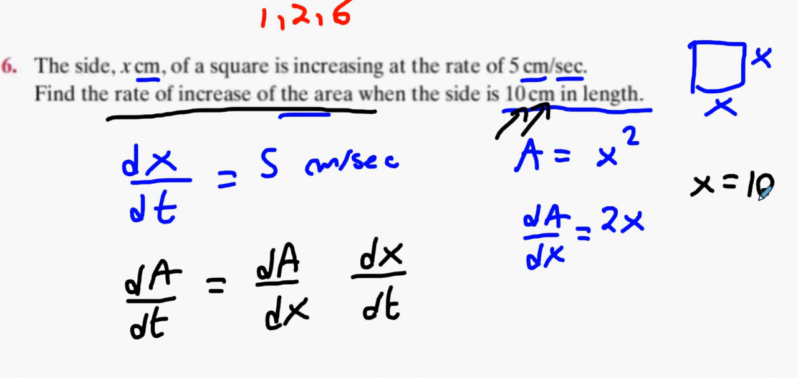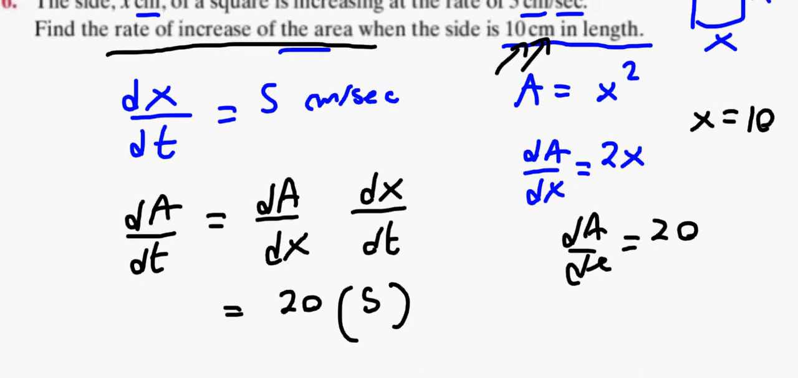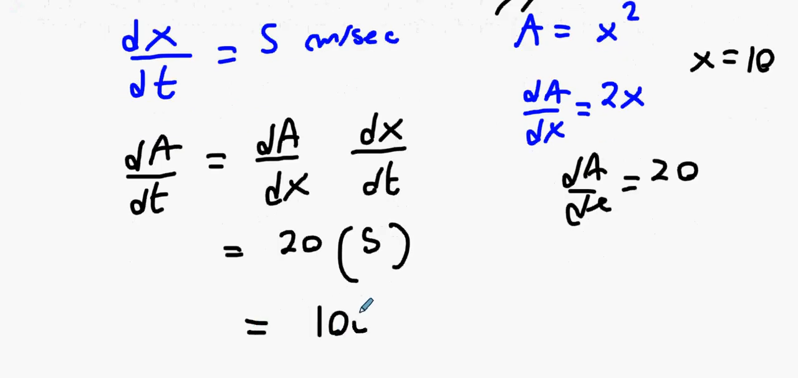You giving up? Why did I put in x equals 10? It says 10, doesn't it? So what's the dA/dx? 20. What's the dx/dt? 5. And what's the answer? 100. Now what's the units? What's the unit of area? Centimeters squared. What's the unit of time? Centimeters squared per second. Alright.